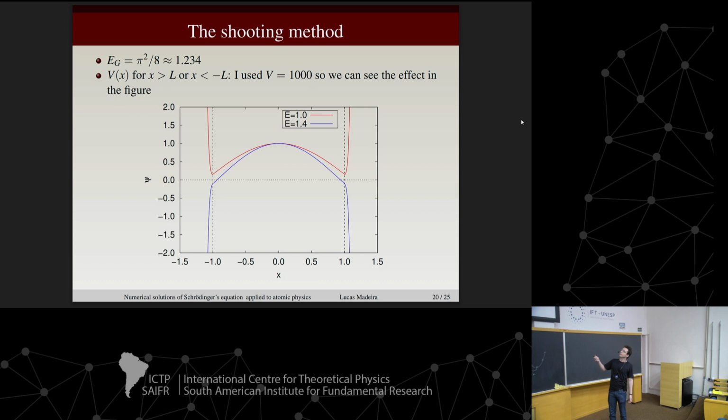So the energy is 1.2. I picked two energies here to show you. One is smaller than the ground state energy. It's blowing upwards. And this one is diverging downwards because it's larger than the ground state energy, okay? So when you're writing your program, something like this could help you see if things are working or not. Can everyone see that?